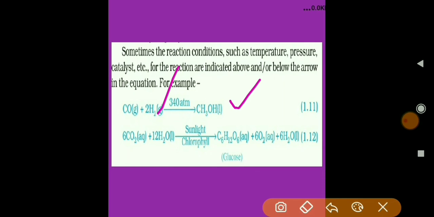methanol or methyl alcohol. Let us consider another best example, as you studied in your previous class, that is the reaction of photosynthesis. When 6 molecules of carbon dioxide in aqueous form react with 12 molecules of water in the presence of sunlight and the chlorophyll present in green leaves, it forms glucose in the form of food. It releases 6 molecules of oxygen along with 6 molecules of water.